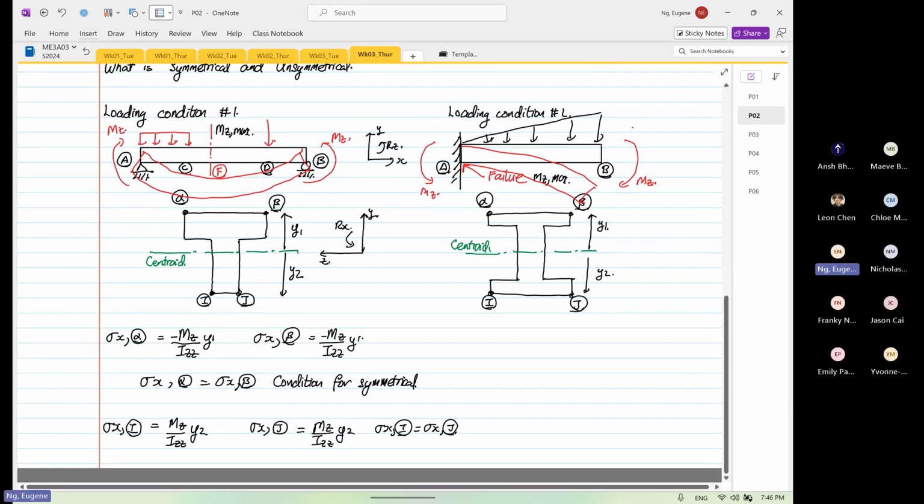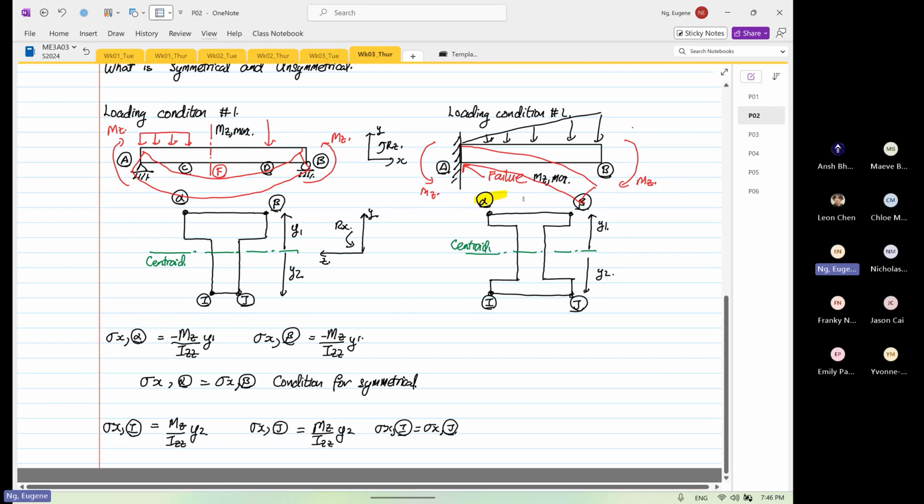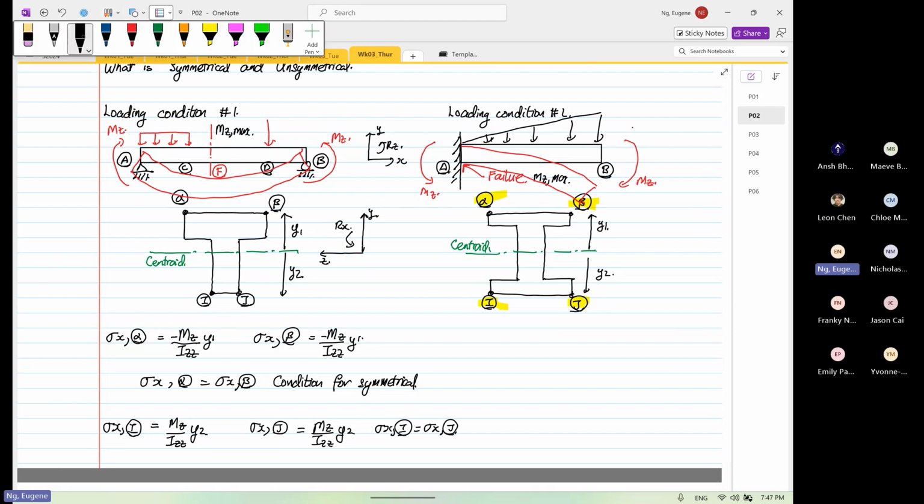The same applies for loading condition number 2. For loading condition number 2, as you can see, alpha and beta will have the same stress state. I and J will have the same stress state.